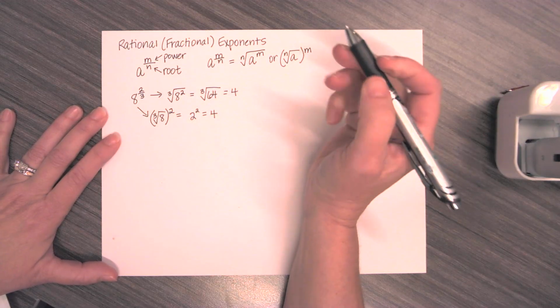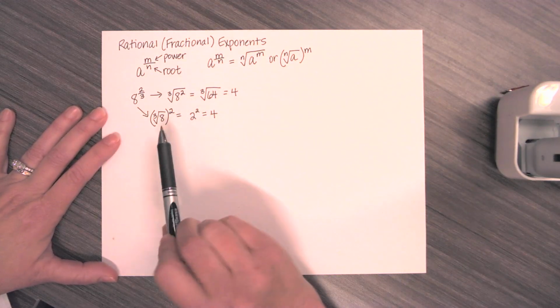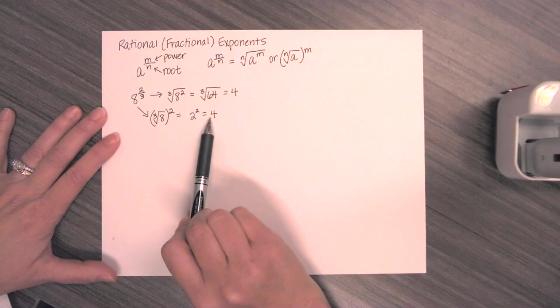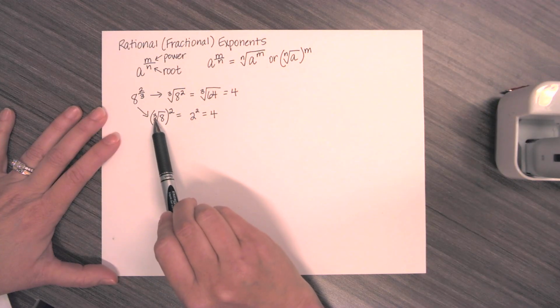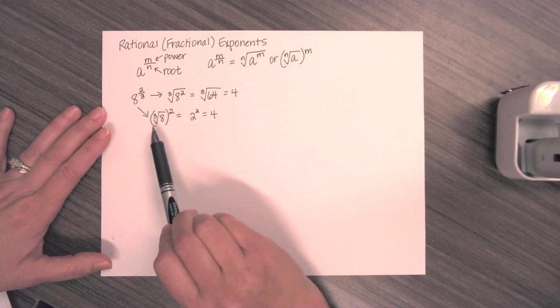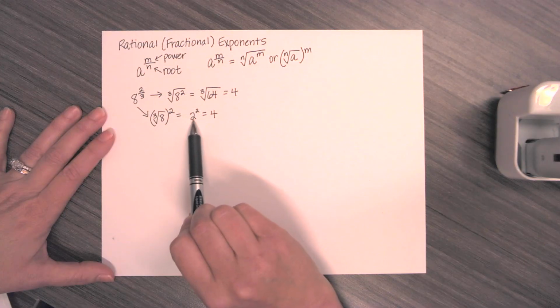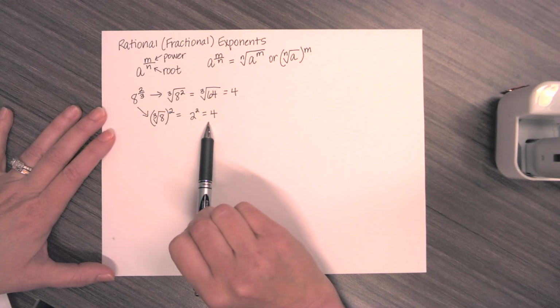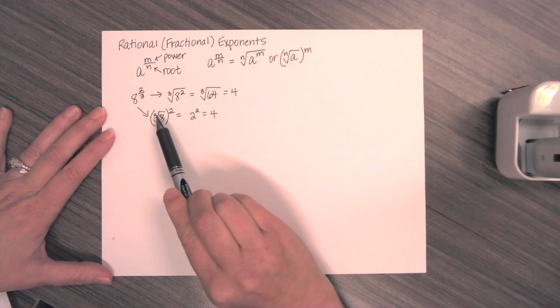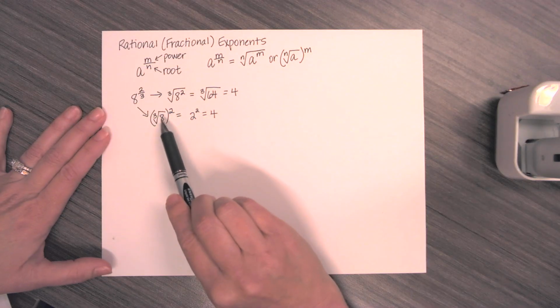Now, if you're not using a calculator, then I recommend that you do it this way, where you do the root first and then the power. If you do it this way, the numbers don't get as big and they're just easier to work with. So root first and then power.